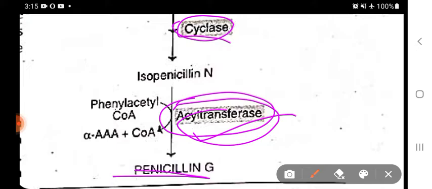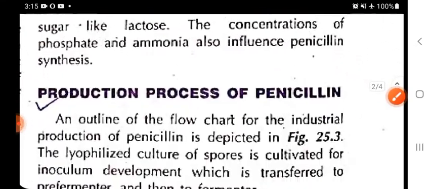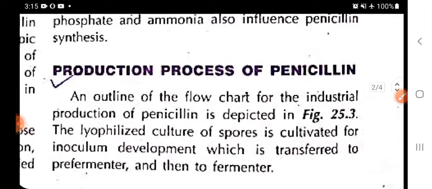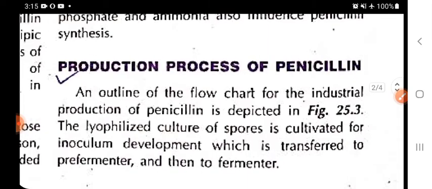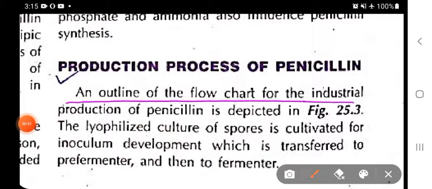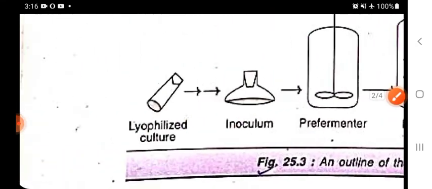Right? Now let us discuss the production process of penicillin. Now an outline flowchart of the industrial production of penicillin has been given. Okay, so let us see the outline.